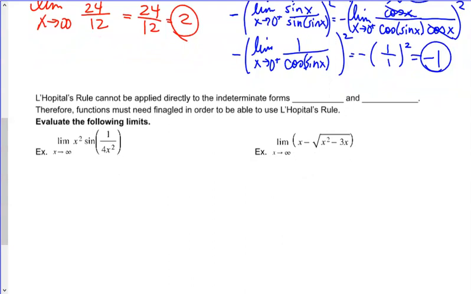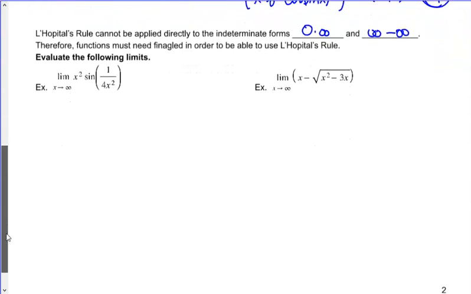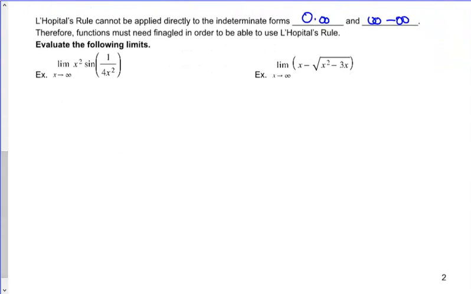All right, very good. Let's move on to our last two indeterminate forms, one being 0 times infinity and the other one being infinity minus infinity. Therefore, sometimes functions have to be finagled in order to be able to use L'Hopital's rule. So we are going to evaluate these following functions.